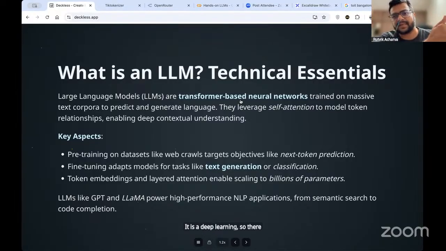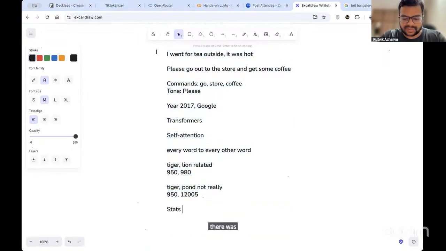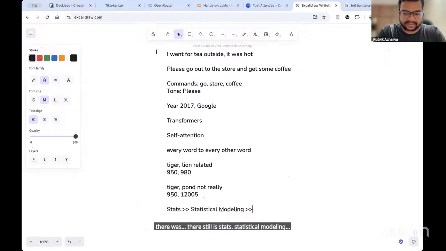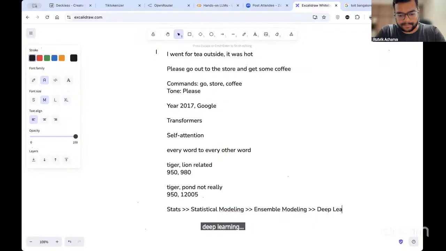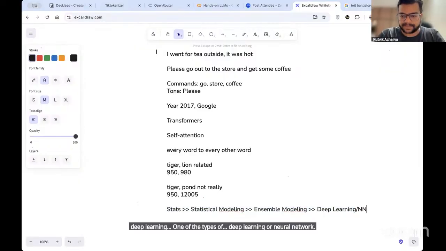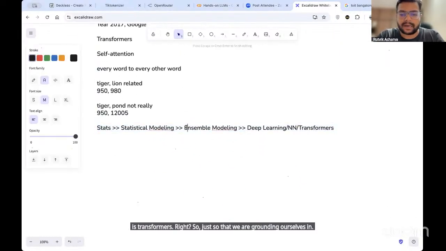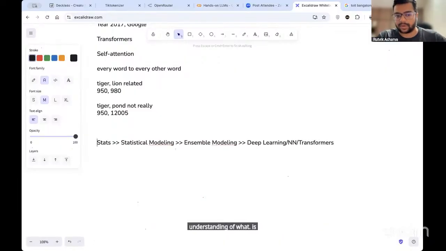So think of it as, again, I'll write it down for easier understanding. There still is stats, statistical modeling. Then there is ensemble modeling. Then there is deep learning. One of the types of deep learning or neural network is transformers, right? So just so that we are grounding ourselves in understanding of what this architecture is all about. It is an advanced form of some sort of data science machine learning models.